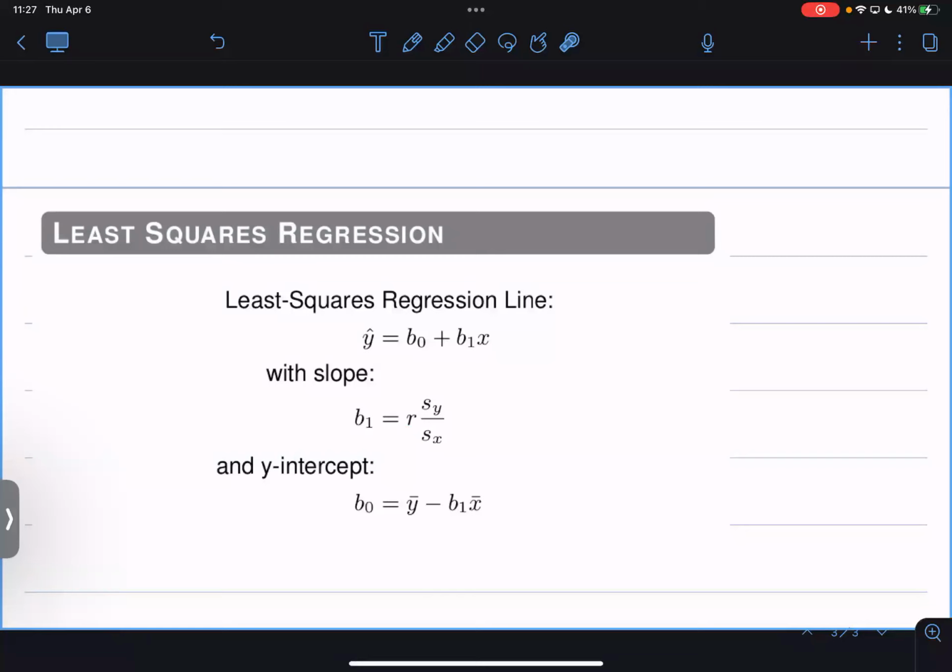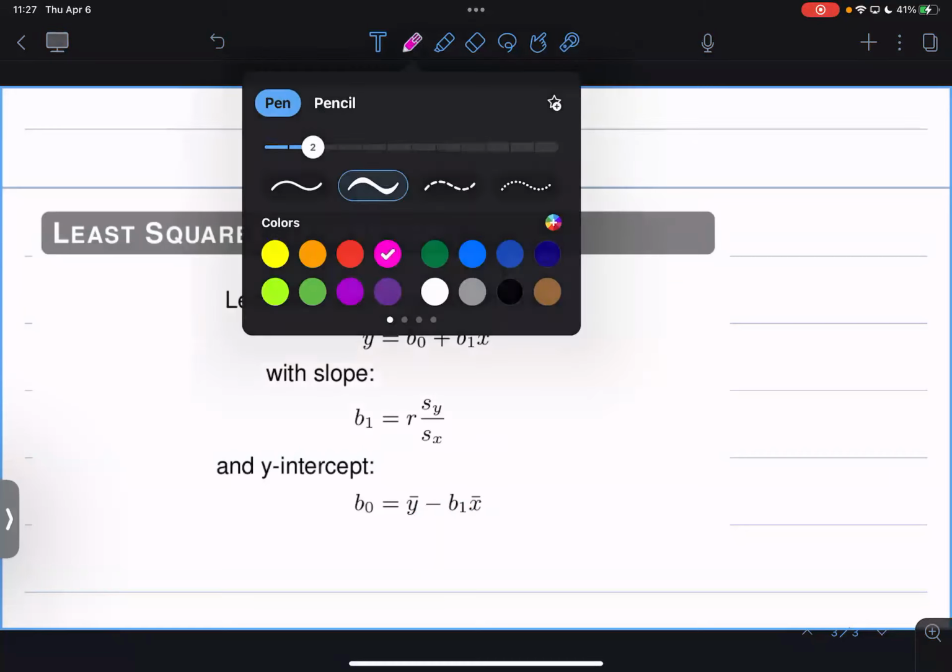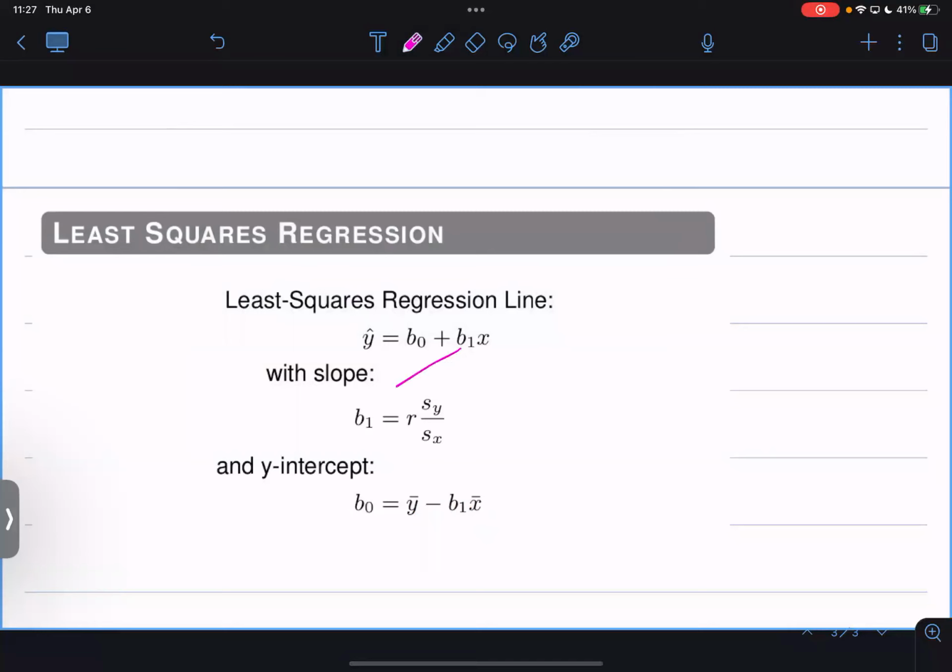Then when you have the slope, you can find the y-intercept, which is your b0, or b naught, but it needs the slope to find it. It's the mean of y minus the slope times the mean of x. I think of it kind of like a pinball machine. You find the slope, then you use it here, and then you can solve for the y-intercept, which is b naught.